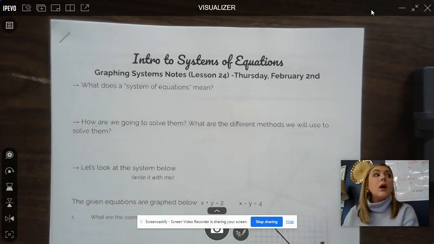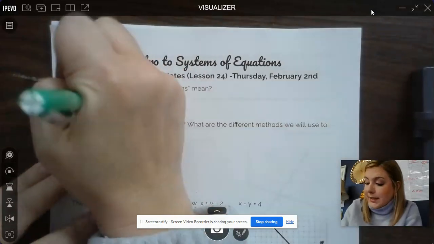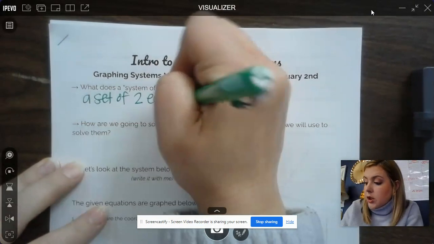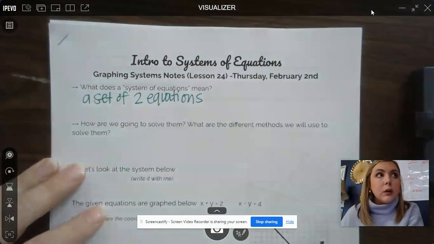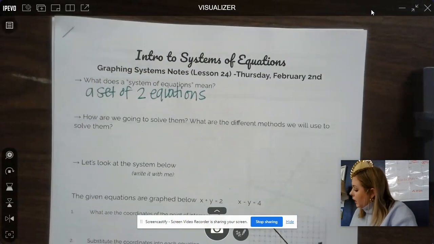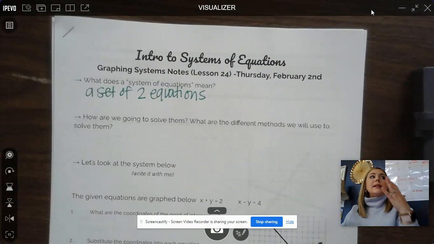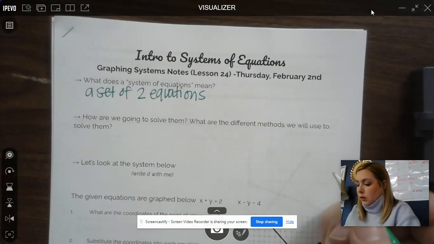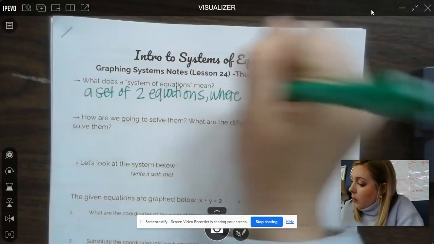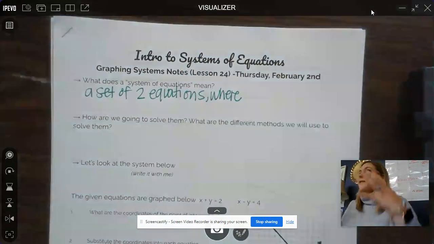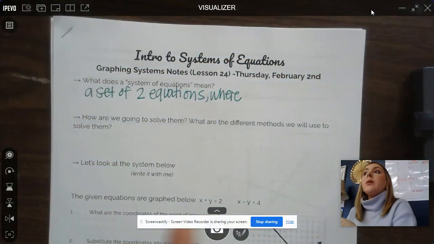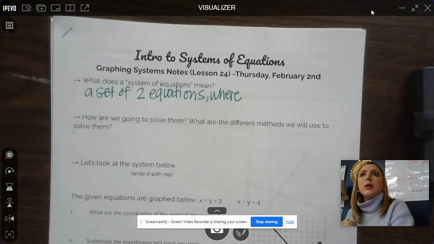Okay, very good. So a system of equations is going to be a set of two equations. I like that you said that they both have two variables. That is true. They're both going to have an x and a y. It's a set of two equations, okay? The whole goal, no matter what method we use for solving, is to figure out where they run into each other. That's it. We're going to find the location of where they run into each other.